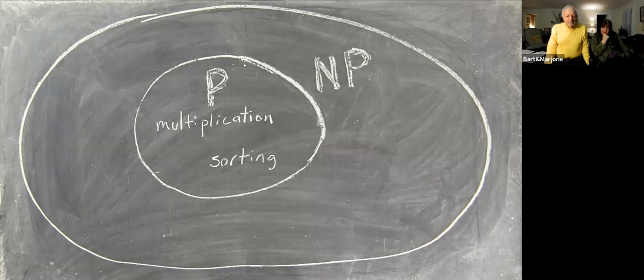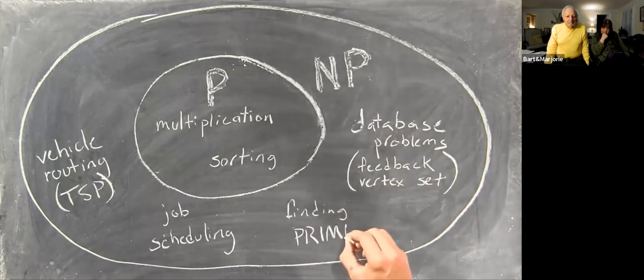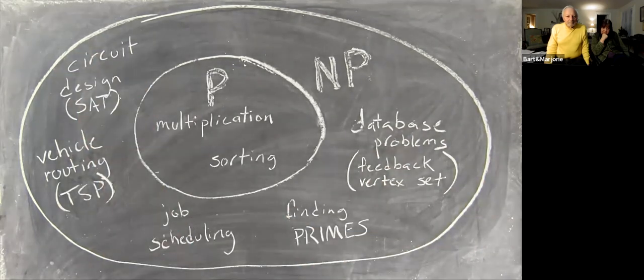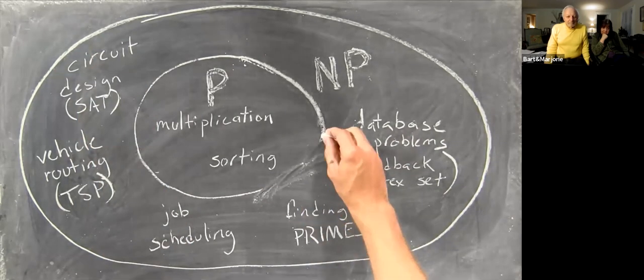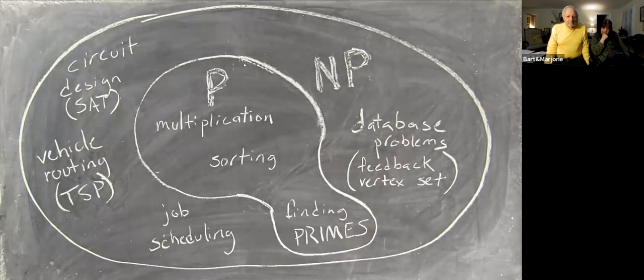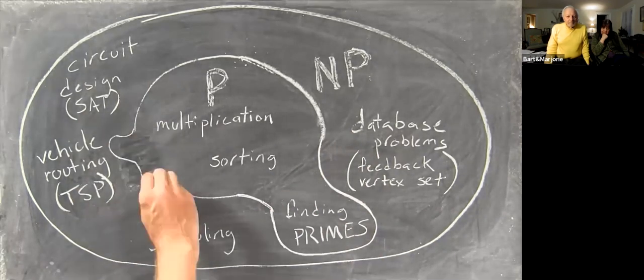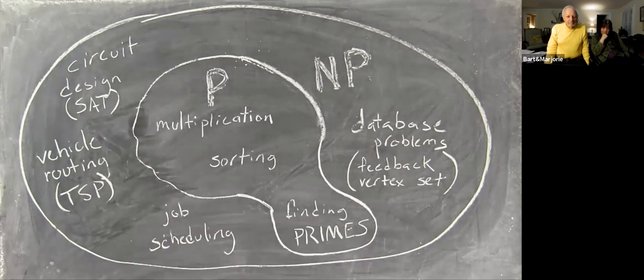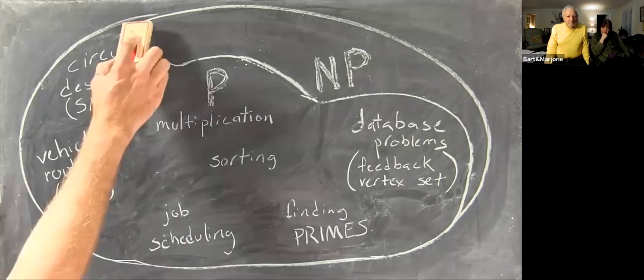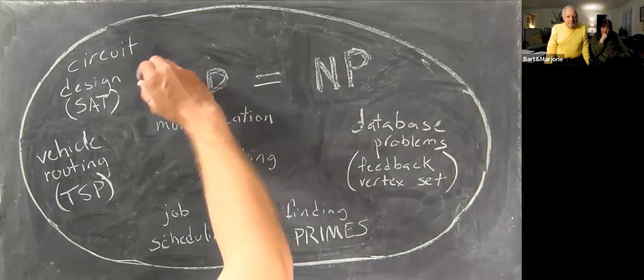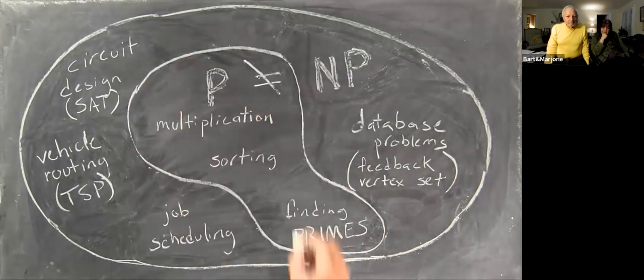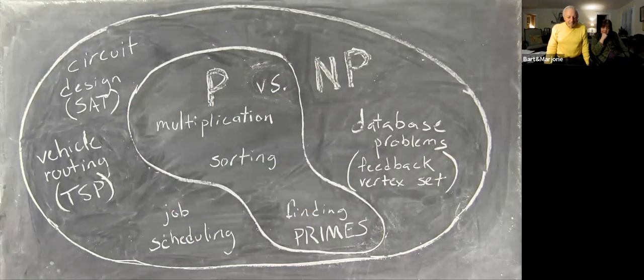NP was totally maddening because it contained lots of important problems like vehicle routing and scheduling and problems in circuit design and databases. And often we'd get lucky and find that an NP problem was actually a part of P, and we'd have our fast program. But for a lot of them, that didn't seem to be happening. So people started to wonder whether everything in NP would turn out to be in P, or if there were some NP problems that were truly harder than the ones in P. That's the P versus NP question.